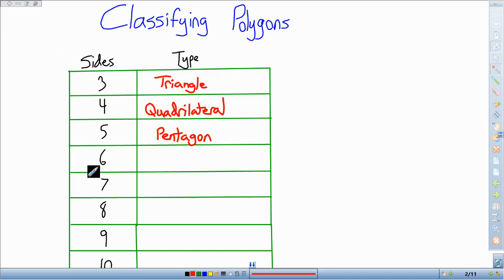A 6-sided polygon, what is that called? Hexagon. A 7-sided polygon. This one's a little bit less common. This is called a heptagon. An 8-sided polygon. This is maybe the most common one, which is called an octagon.